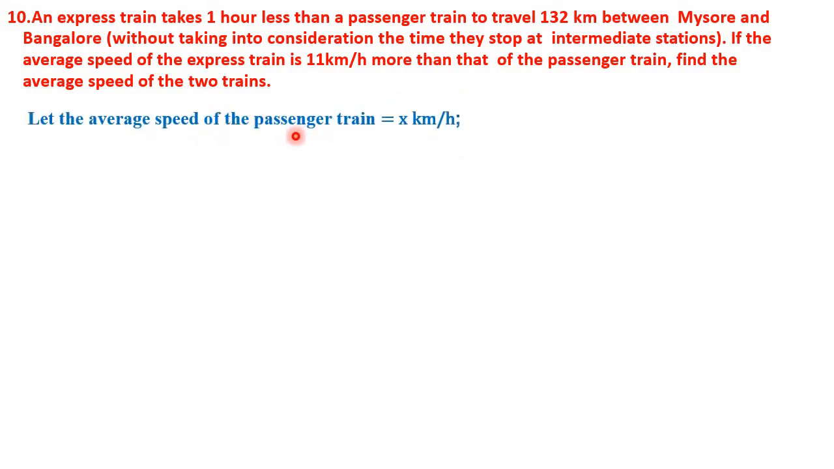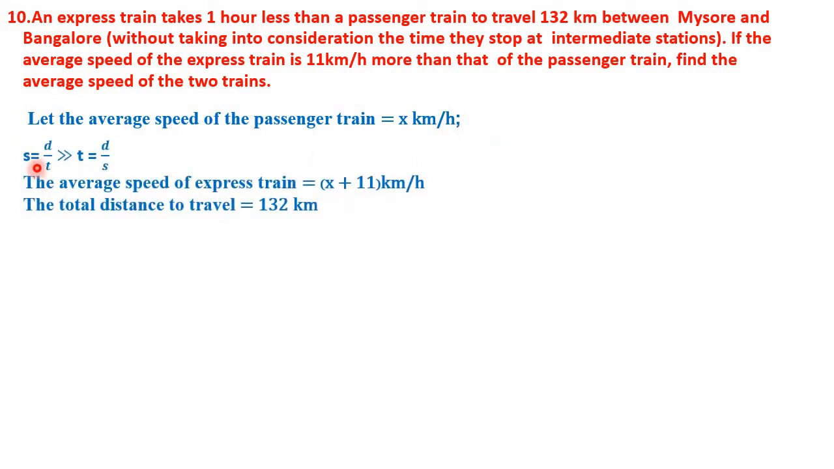Let the average speed of the passenger train be x kilometers per hour. Already we know that speed is equal to distance divided by time taken, and time is equal to distance divided by speed. The average speed of the express train is 11 kilometers per hour more than the passenger train, so it is x plus 11. Here the total distance covered is 132 kilometers.